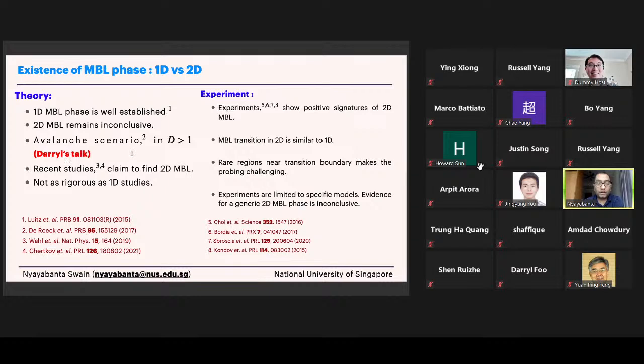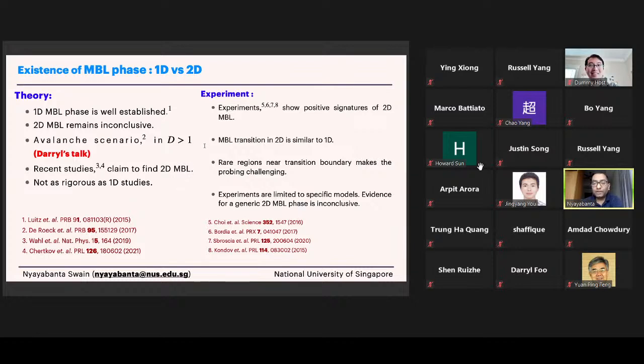One particular scenario, which the next talk is actually about, is the so-called thermal avalanche, which is conjectured to kill many-body localized phases in greater than 1D. Some recent studies claim to find 2D MBL. However, these studies are not as rigorous as many of the 1D studies, where the existence of many-body localization has been definitively shown.